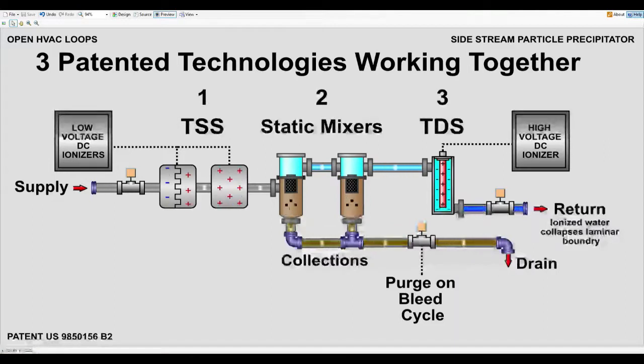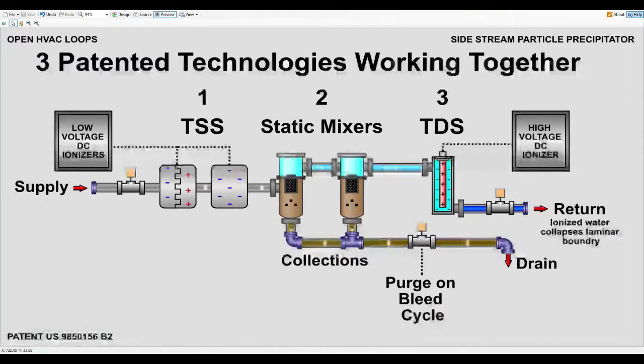Flow carries through a series of stainless steel vessels that direct flow downward, capturing larger particles in the collection area below. Smaller particles travel towards and into static mixers. This process blends and grows particles until they are precipitated to the collection area. All particles that have accumulated in the collection area are then purged to drain on conductivity bleed cycles throughout the day. Third step, total dissolved solids.